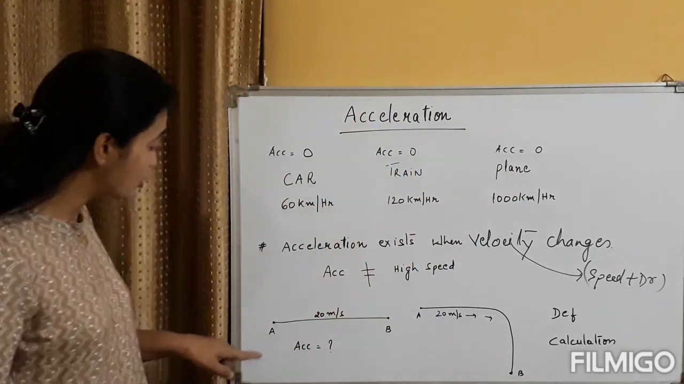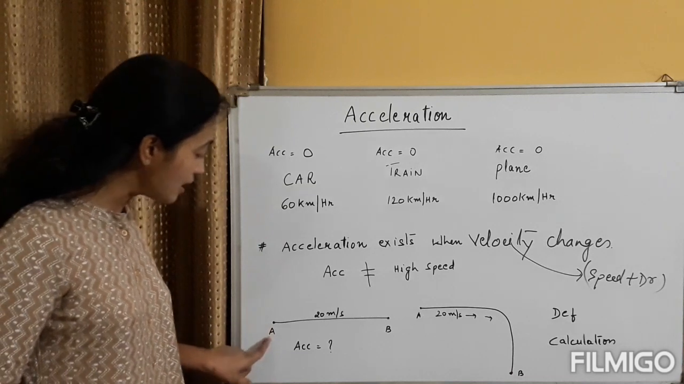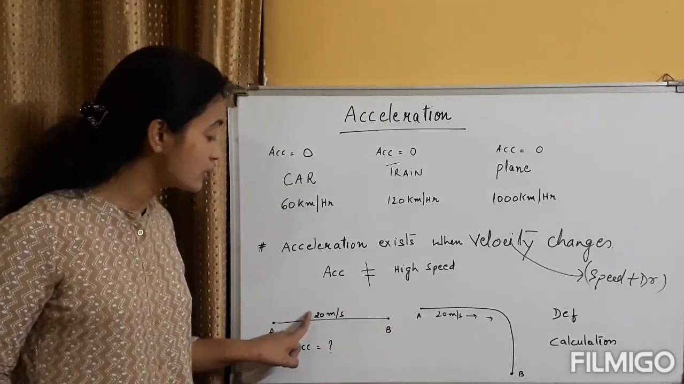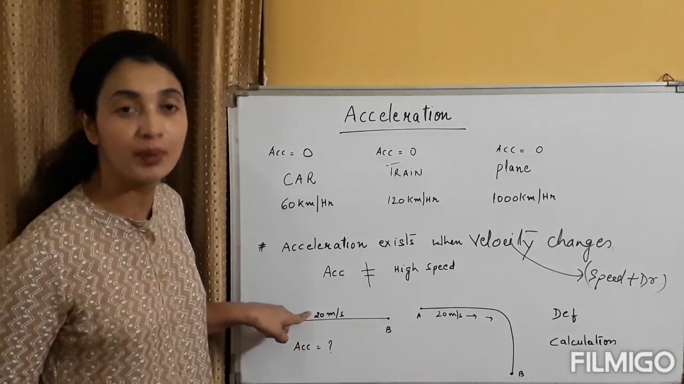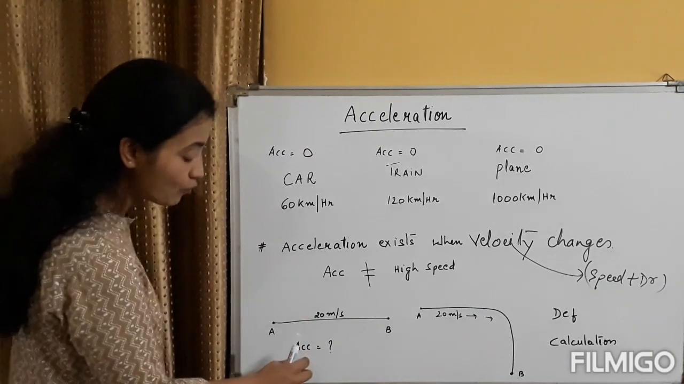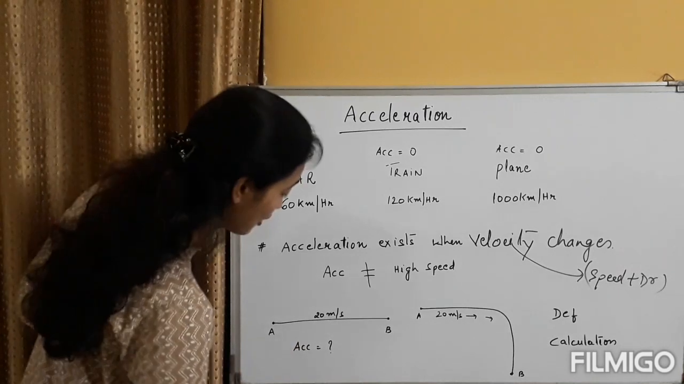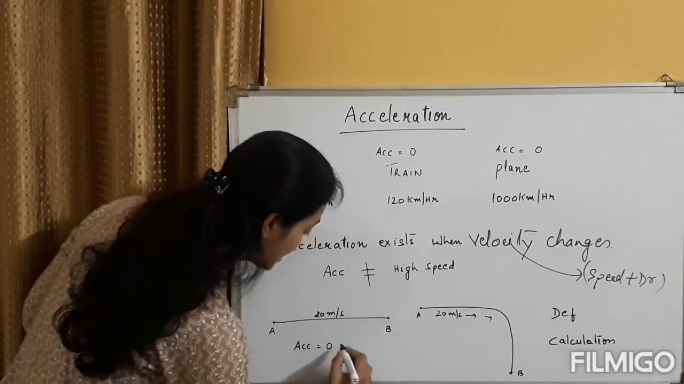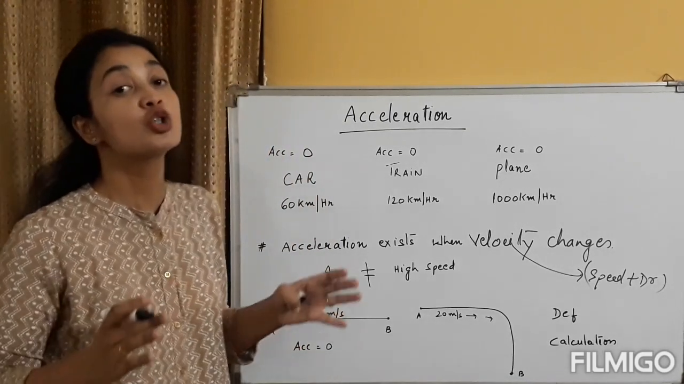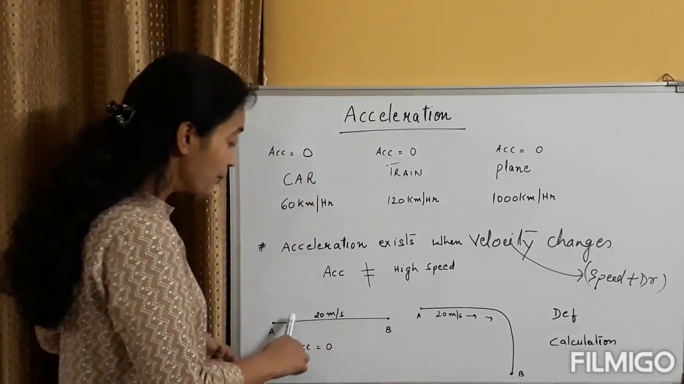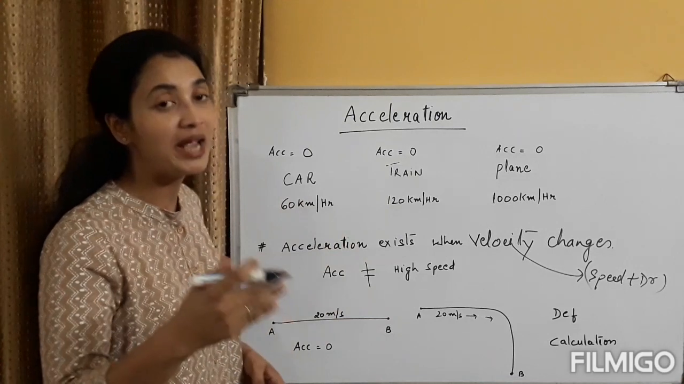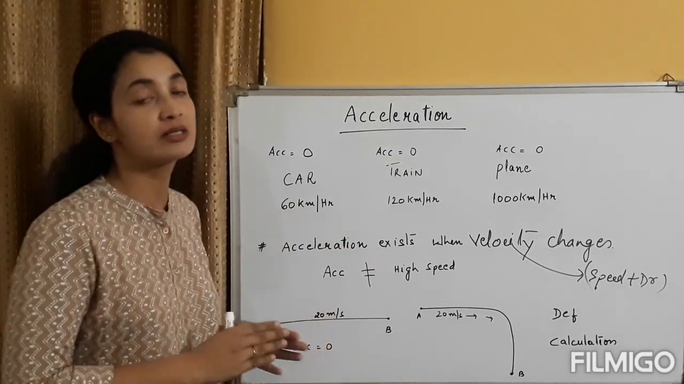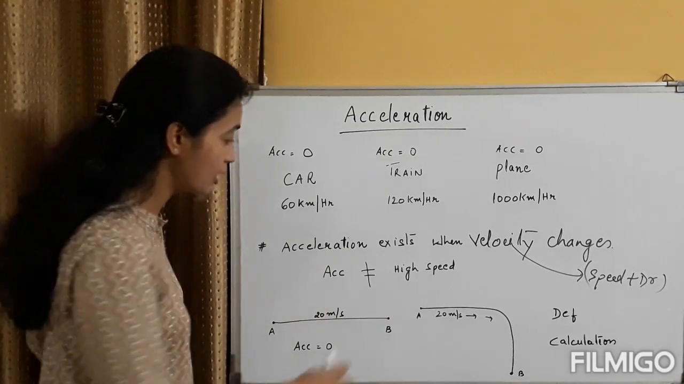Now let us quickly see two situations. A body is moving from A to B with a constant velocity of 20 meters per second. Again, what is the idea about acceleration? Acceleration is 0, or you can say this body is not accelerating. Why? Because the magnitude of speed remains constant, and at the same time velocity is also constant, it is not changing its direction.